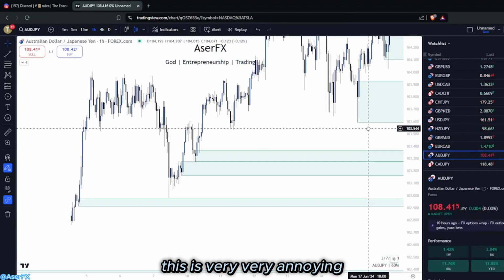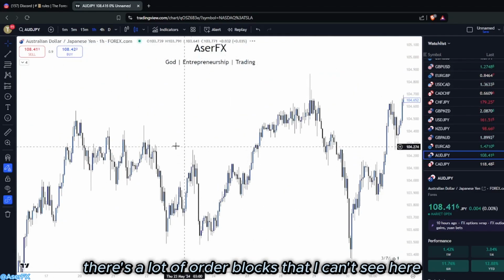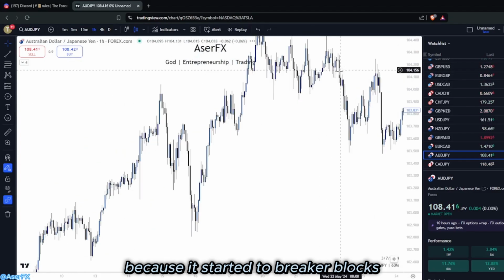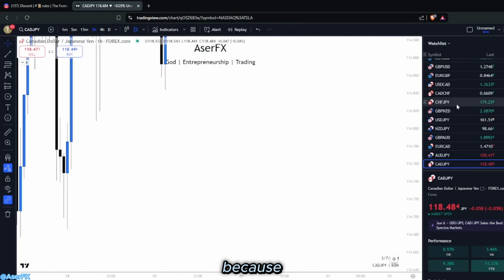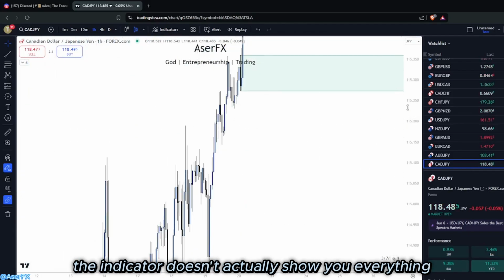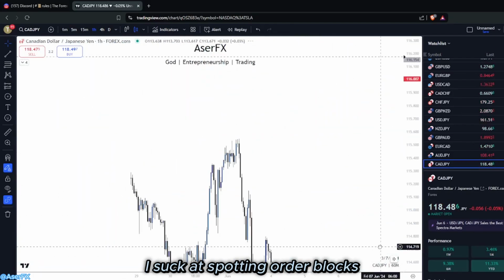This is very, very annoying. You get the point, right? I'm sure there's a lot of order blocks that I can't see here because it's turned into breaker blocks. But because the indicator doesn't actually show you everything, you have to put multiple on, fortunately. I suck at spotting order blocks.